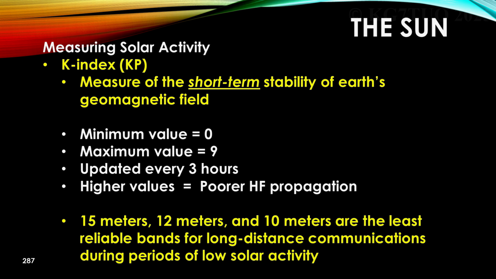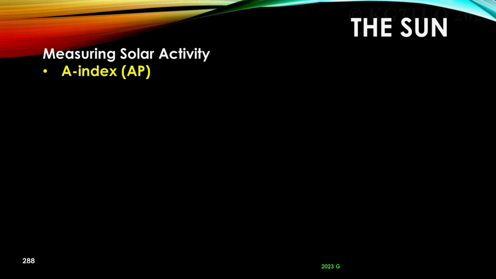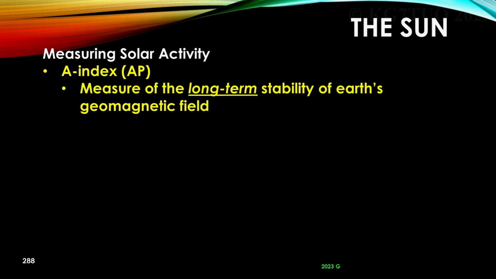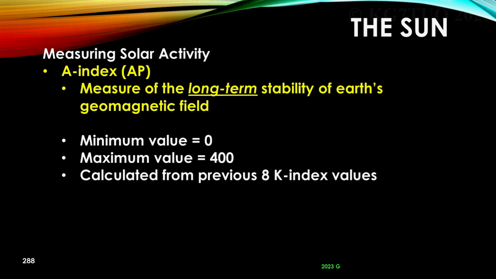15 meters, 12 meters, and 10 meters are the least reliable bands for long distance communication during periods of low solar activity. The reason for these higher bands being the least reliable is because the skip frequency is above the maximum usable frequency. Measuring solar activity, there's an A index, which measures the long-term stability of the Earth's field, again, 0 to 400, calculated from 8 K index values.